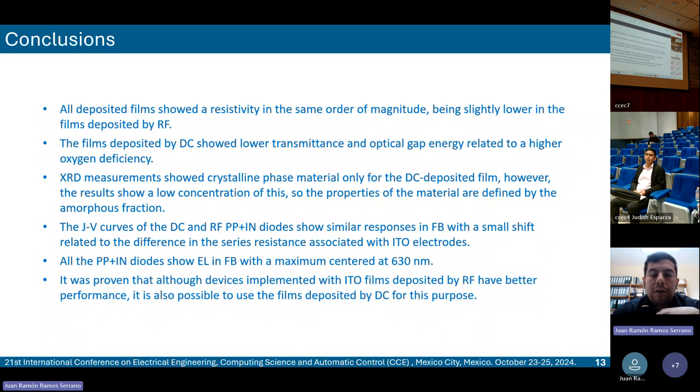Both pin diodes show electroluminescence in forward bias with a maximum centered at 630 nanometers. It was proven that electrode devices implemented with ITO film deposited by RF have a better performance. It is also possible to use the films deposited by DC for this purpose.